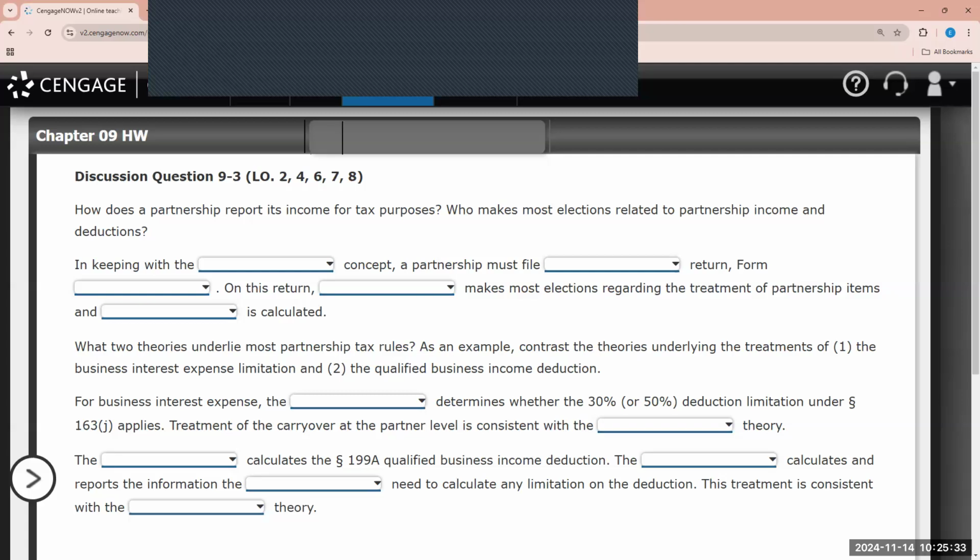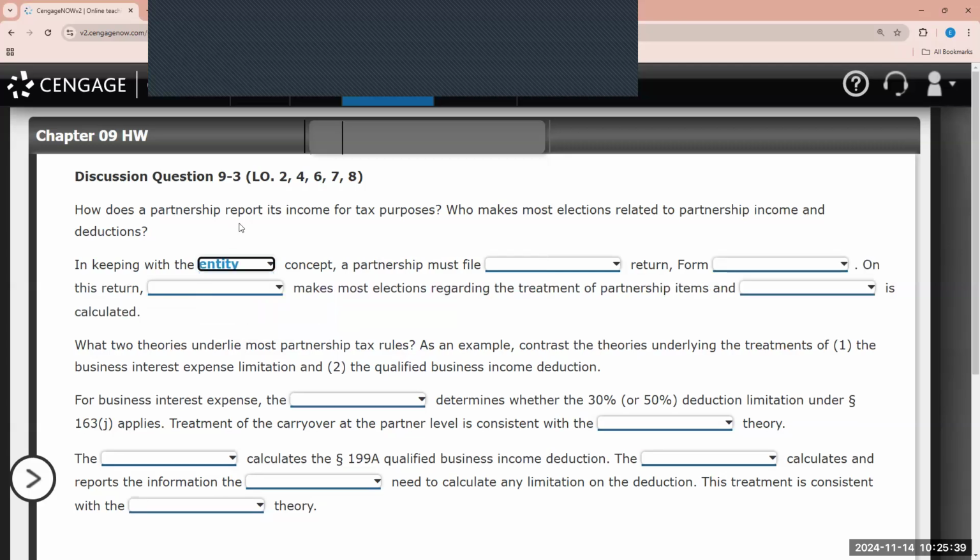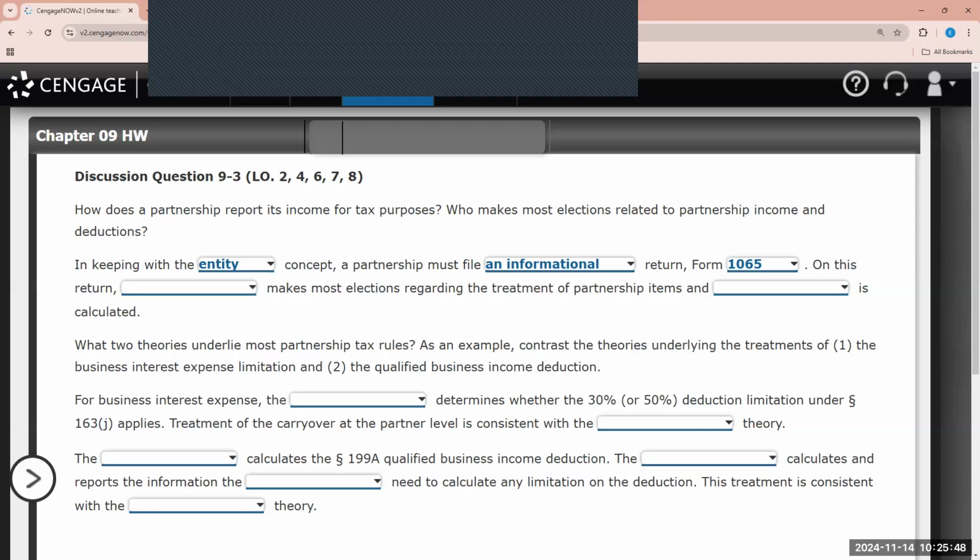So we'll go through it. In keeping with the entity concept, a partnership must file, again, it's not a tax return, but it's an informational return, and the form is Form 1065. So the partnership income consists of income from operations in addition to any separately stated income and expenses. The income and the expenses from operating activities, you would see those on page 1 of Form 1065.